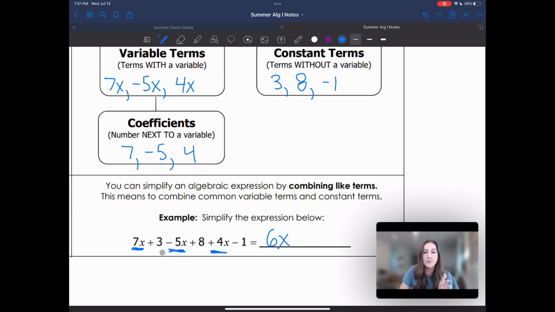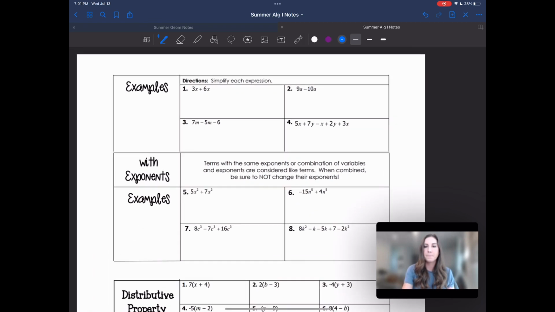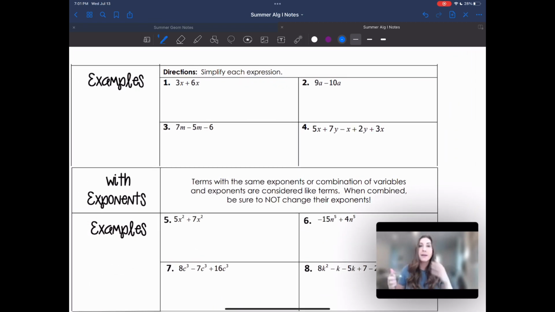So we have a positive 3 plus 8, so that's 11, and then we're taking 11 and subtracting 1, so we get a positive 10. So I'm going to put plus 10 right here, and that would be fully simplified. Okay, so let's look on the other side now, and let's practice simplifying some expressions.